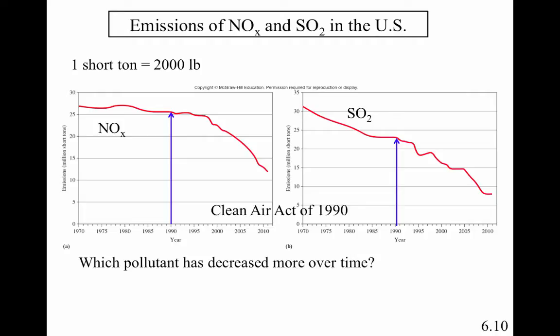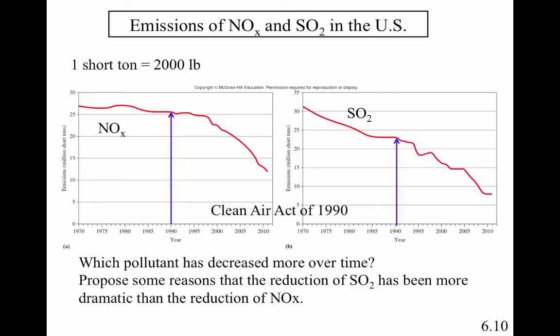If you look at the scale here, we see that the NOx emissions have decreased from about 28 million short tons to about 12 million short tons, whereas the sulfur dioxide emissions have been reduced from about 30 million short tons to less than 10 million short tons. So we see a much greater reduction in the sulfur dioxide emissions than that in NOx.